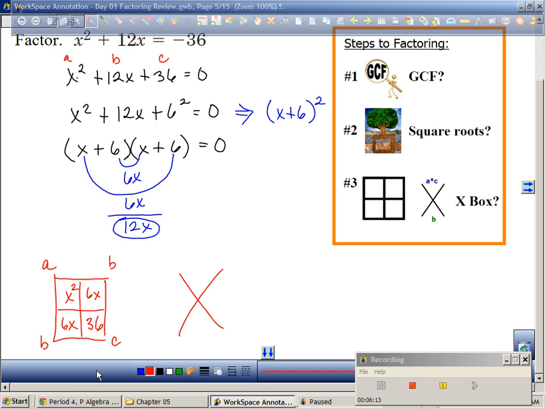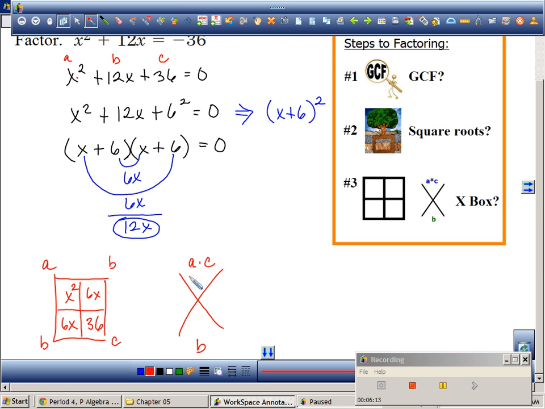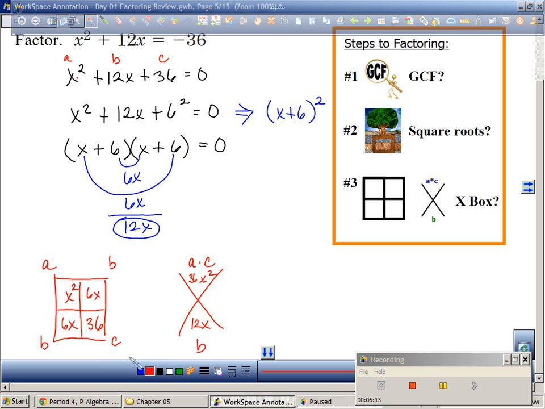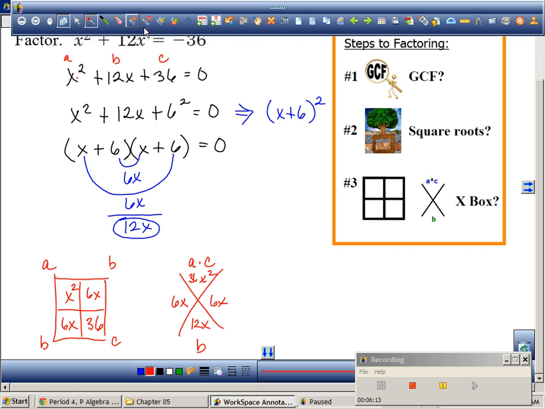6x and 6x. We already know what they are, but if I needed to find them, I could multiply my A times my C, and this is my basement. It's the same type of graphic organizer that we were using in the beginning. What is A times C? What is x squared times 36? 36x squared. And what's B? 12x. What two numbers, when I multiply, give me 36x squared, and when I add, I get 12x? 6x and 6x. And that's how we know what went in here.